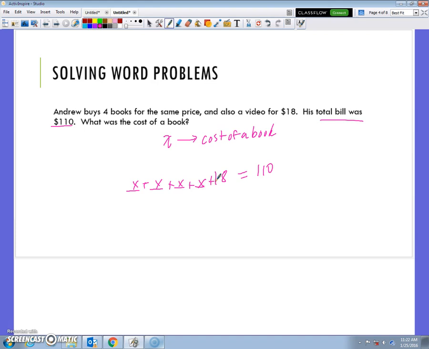But I wouldn't write an equation like that with all those x's because I know they're all the same thing. So instead of writing x, I could say 4 x's. 4 books times whatever the cost was, plus my $18 for the video, should equal $110 total. So now this is an equation I'm going to set up. I'm going to see if I can figure out how much each book cost.